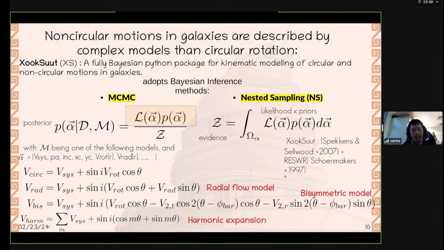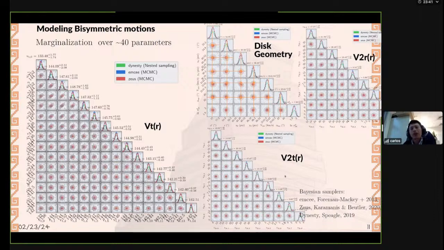And just to give you an example, these are the results applied to a bar galaxy using the XS tool. Here on the left, I show you the marginalization over 40 different parameters describing the non-circular rotation in a bar galaxy. This is basically the circular rotation. All these are the different velocities. These are the non-circular rotation. Here, B2T and B2R are basically the tangential and the radial velocities induced by the bar. And this is the disk geometry of the galaxy. So this is just an example of what this tool can do.